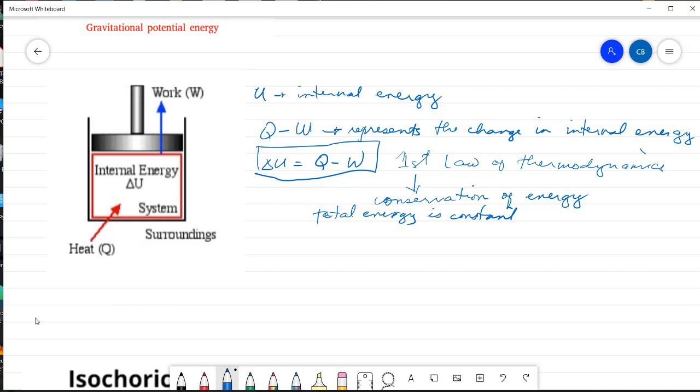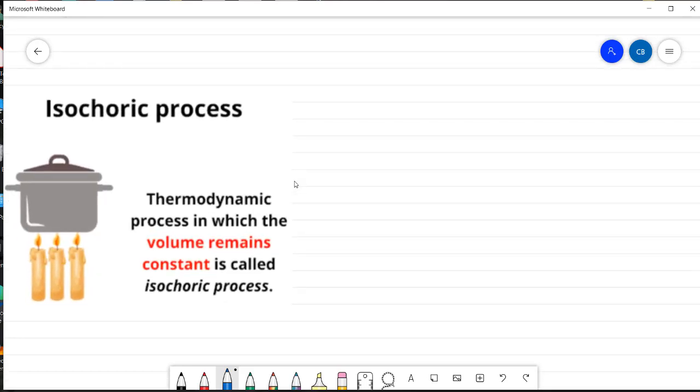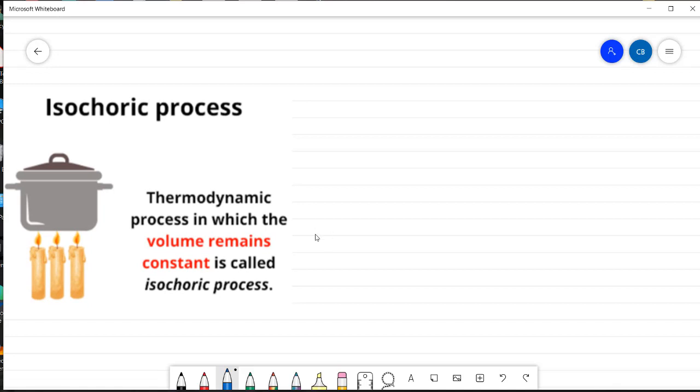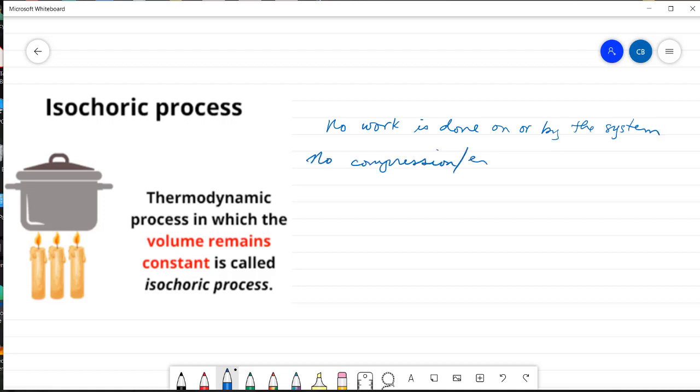So let's consider the first thermodynamic process, the isochoric process. This is known as the constant volume process. In this kind of thermodynamic process, no work is done on or by the system. Why? Because there is no compression or expansion in this type of process.